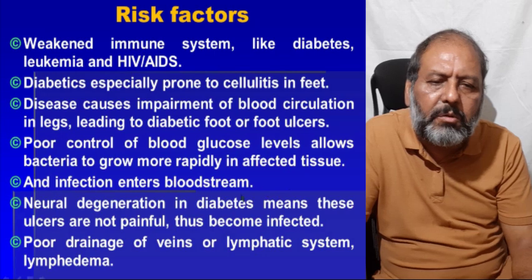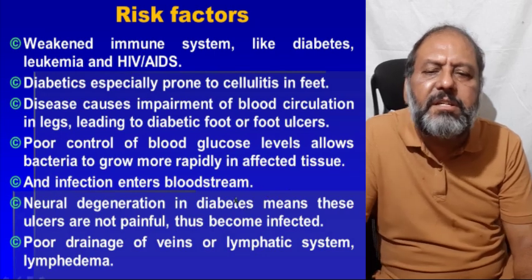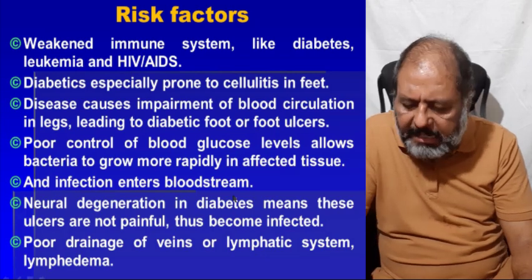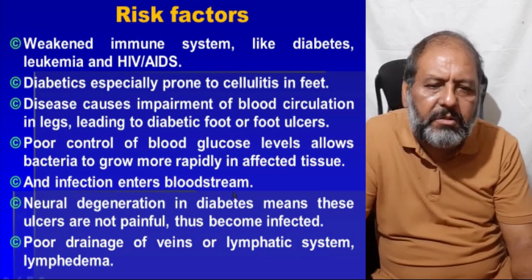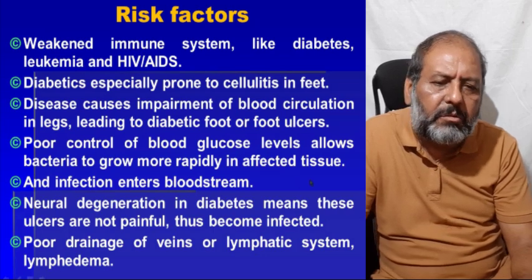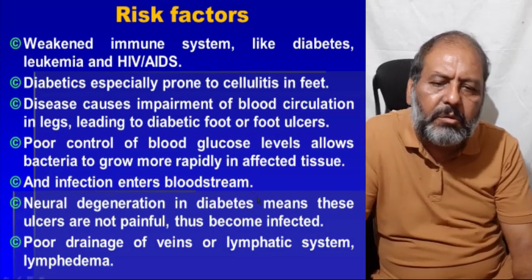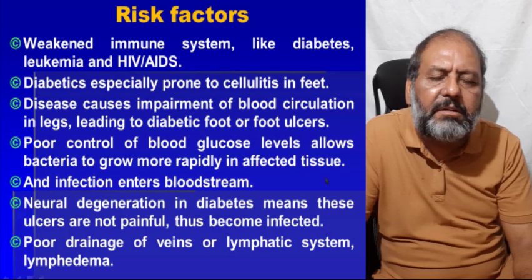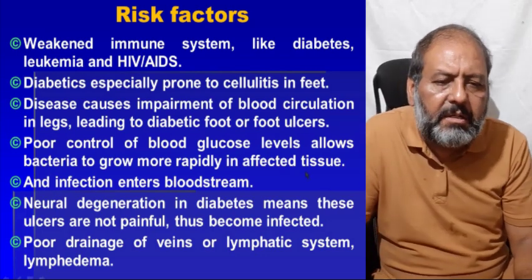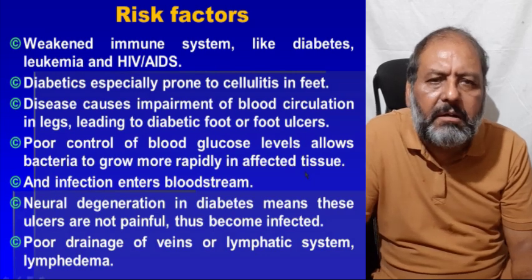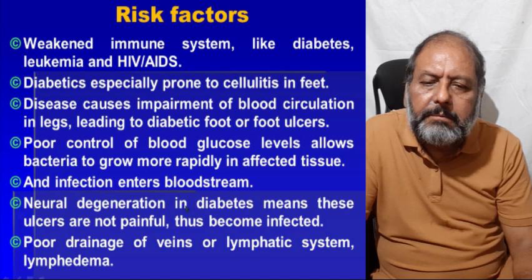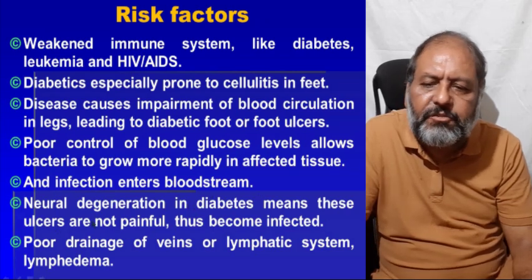Diabetics are especially prone to cellulitis in the feet. The disease causes impaired blood circulation in the legs leading to diabetic foot or foot ulcer, and poor control of blood glucose levels allows bacteria to grow more rapidly in the affected tissue because these tissues have a lot of sugar, which is a good medium for bacteria, and they grow very rapidly there. And the infection enters the bloodstream.